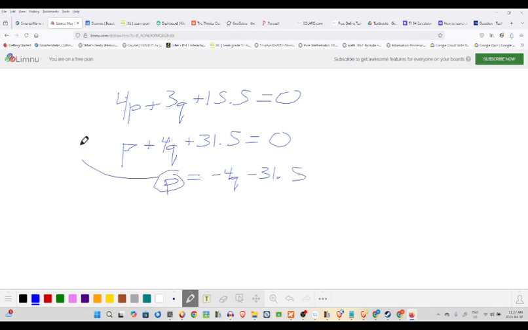I'm going to substitute that right up here. The reason I picked substitution is recognizing those are both even. We could divide it by 2, and then we have just p on its own. So 4 times negative 4q minus 31.5, plus 3q plus 15.5 is 0.